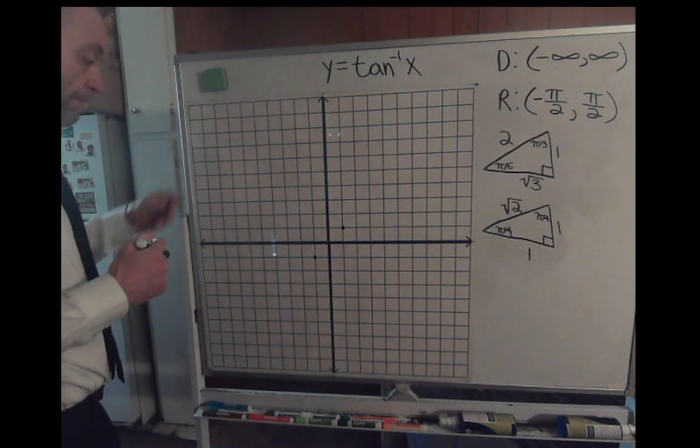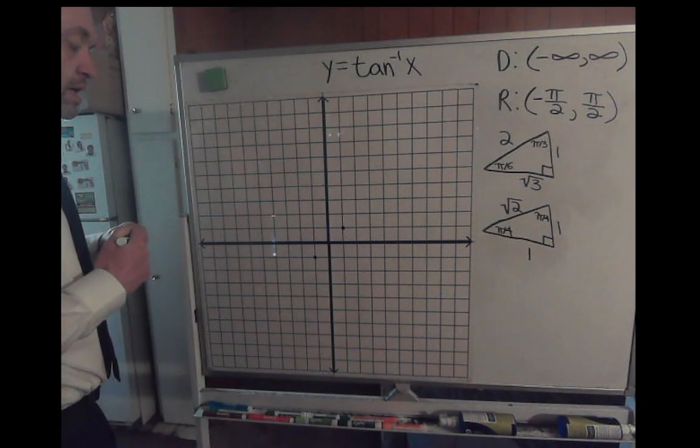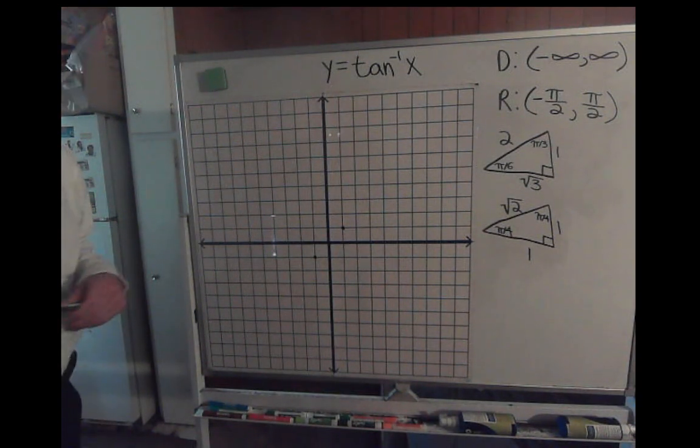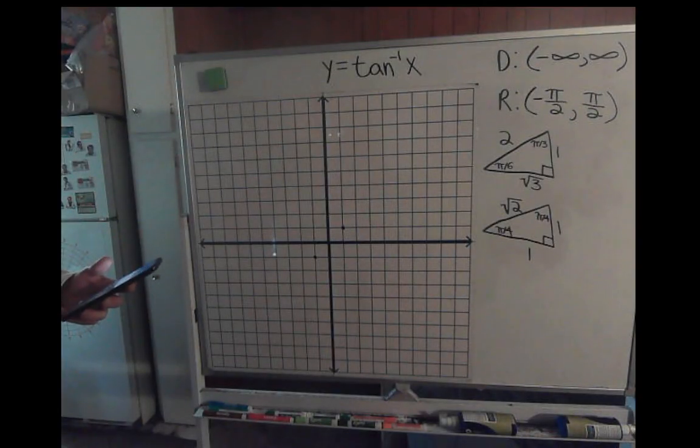Okay, now, what else do we have here? If I want to take the tangent inverse of the square root of 3 over 3, what the heck is the square root of 3 over 3? Let me figure out what that is. This is where your triangles come into play. So it's about 0.58.